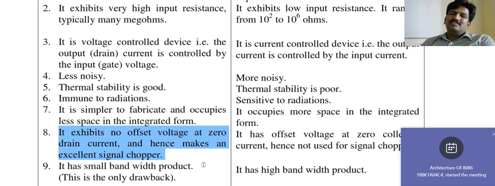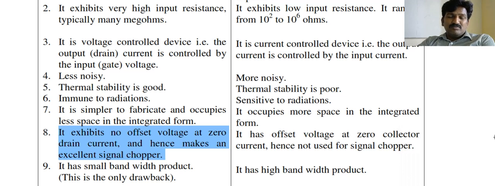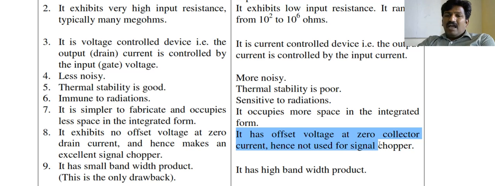That offset voltage is undesired voltage. This offset voltage needs to be nullified and reduced. That is not there in the FET, but the BJT has an offset voltage at zero collector current, and it is not used for the signal chopper.